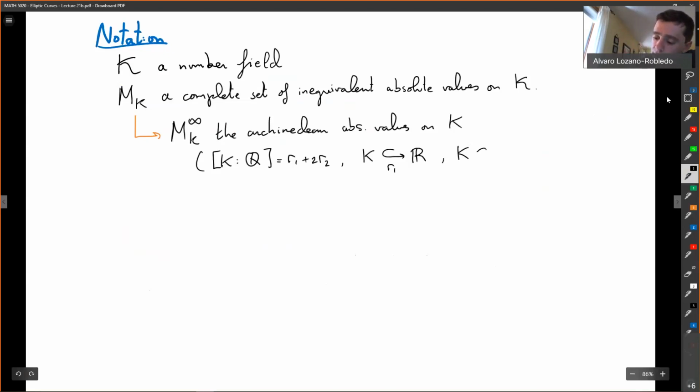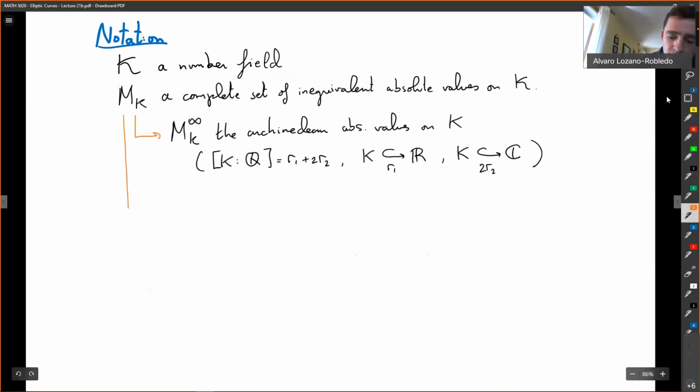Or I can embed it into the complex numbers in two ways. They always come in complex pairs, but as absolute values those are equivalent, because you embed into the complex numbers and then you can take that one or its complex conjugate. So it comes in complex pairs. But there is a theorem that tells you that r1, the number of real embeddings, plus 2 times r2, the number of complex embeddings, is the degree of the field. Okay, so those are those.